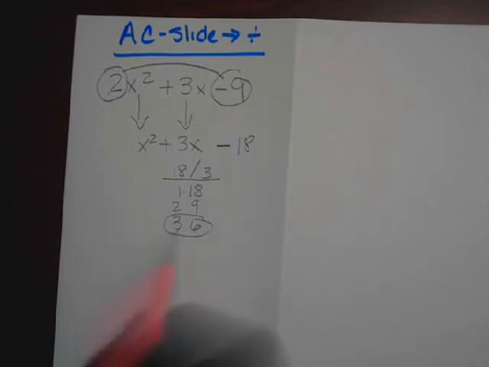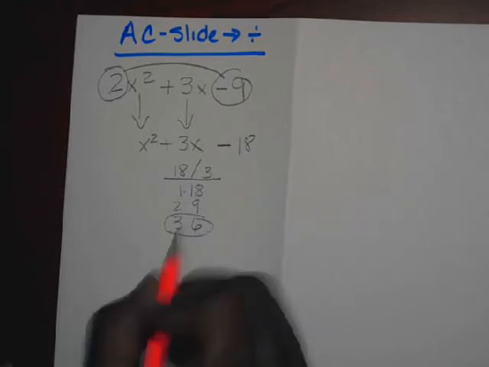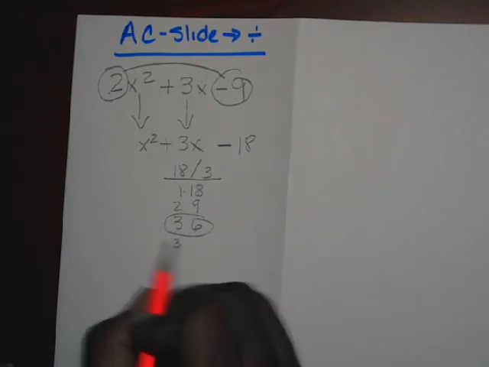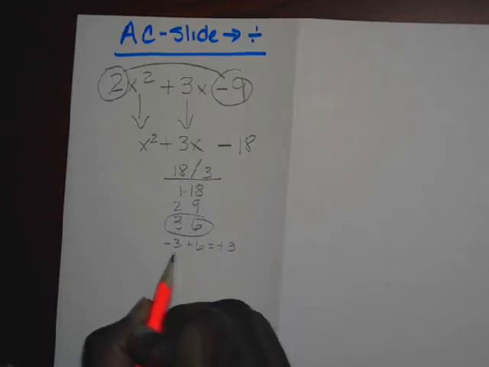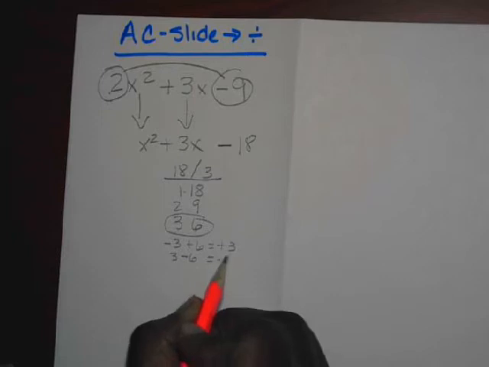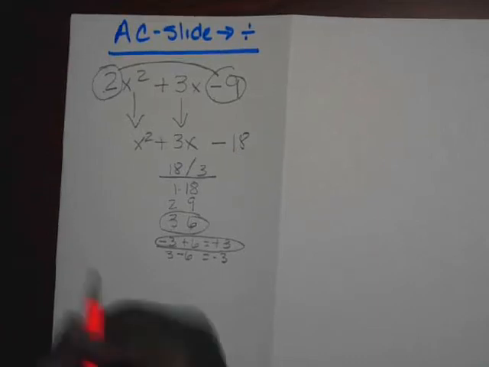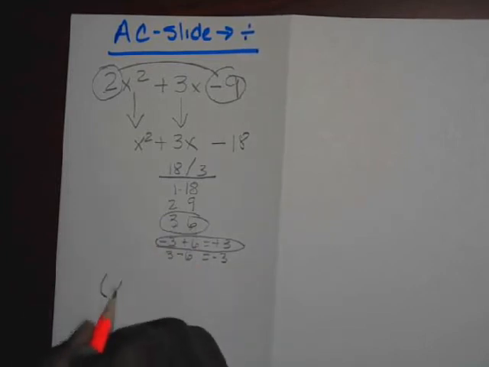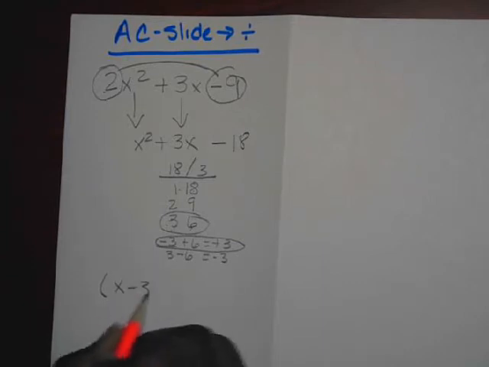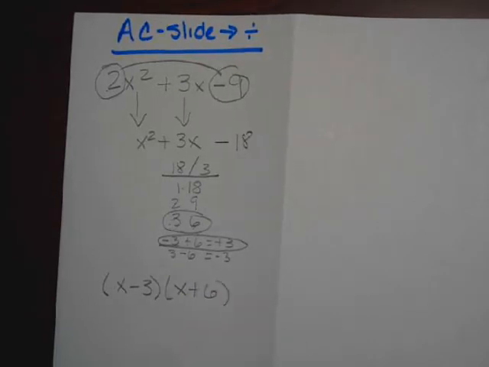Now I need a positive 3. That means one of these numbers is going to have to be negative. All right, so it's either going to be negative 3 plus 6. That gives me a positive 3. Or a positive 3 minus 6 gives me a negative 3. So it's this one. Now, you can use the Inspire to help you figure that out if you're not good with the positives and negatives in your head. All right? So now I'm going to use these two numbers to write the factors. x minus 3 and x plus 6. Does not matter which one you put first. Okay?